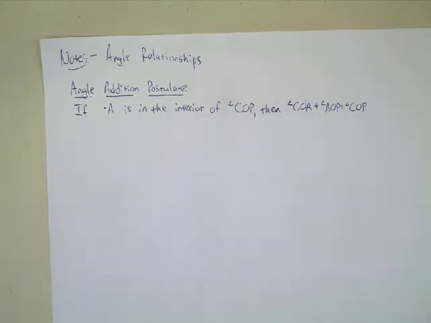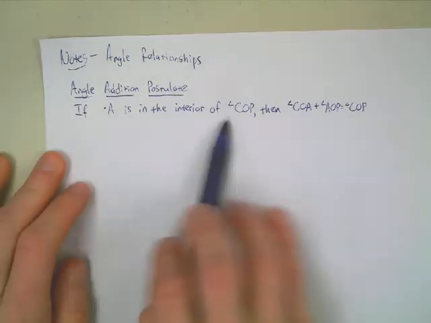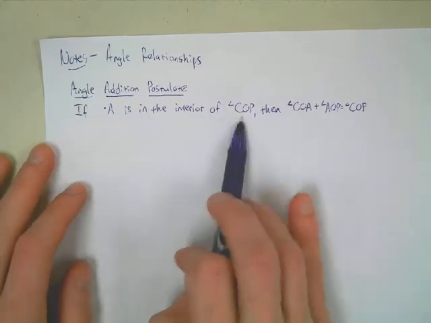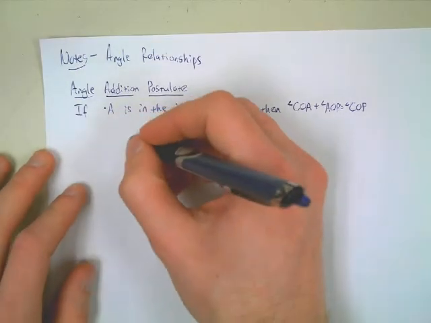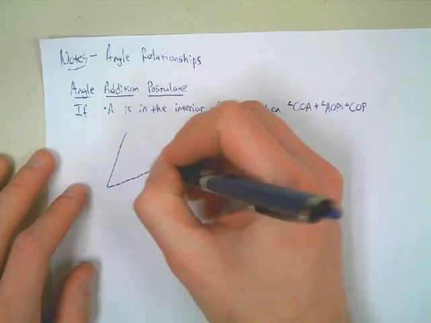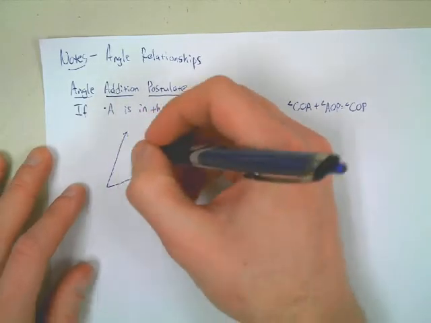So let's break down what we're talking about here. We start out with: if point A is in the interior of angle COP. So it looks like we need to start by drawing an angle COP. So I'll draw an angle here, something like this maybe.